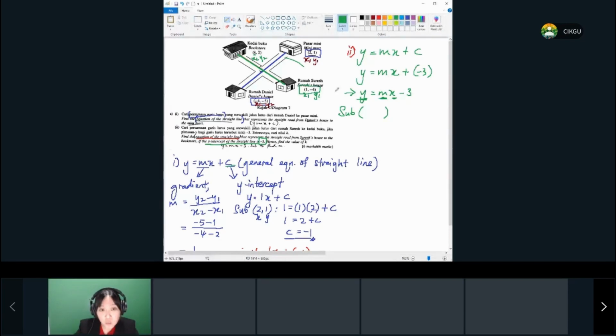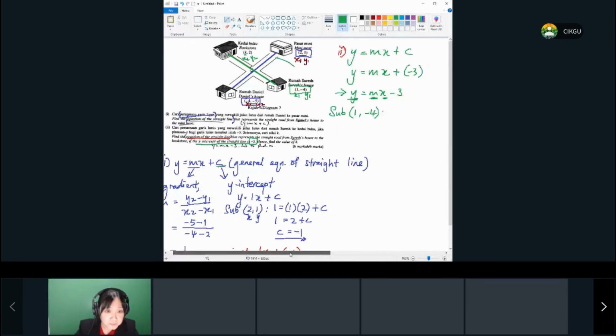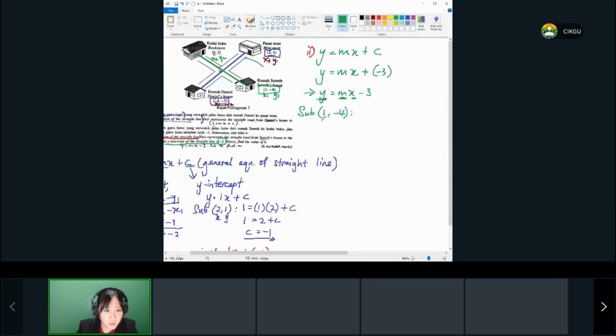we have 1 and -4, this point lies on the green line. Any point that is lying on the green line, you can just sub it into the equation. Not wrong one. So let's try to sub. Substitute. So obviously 1 is x, -4 is y.